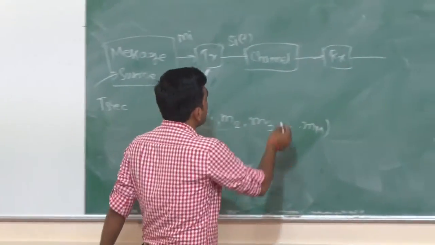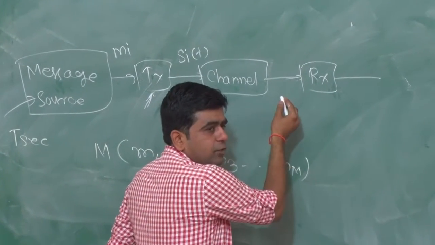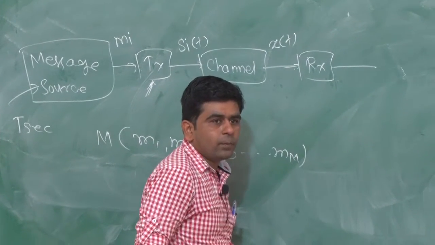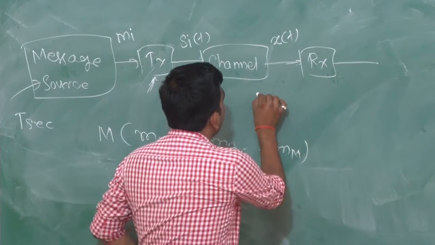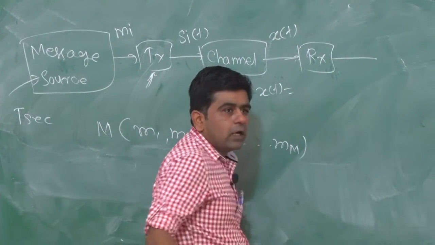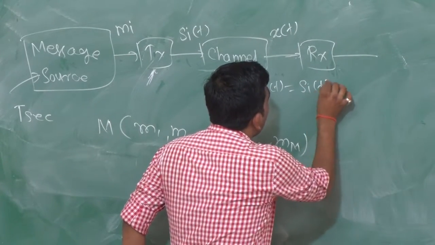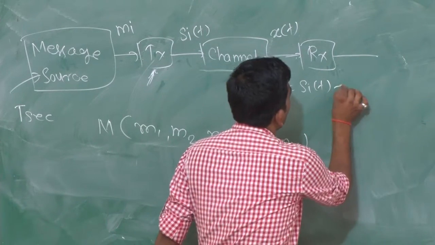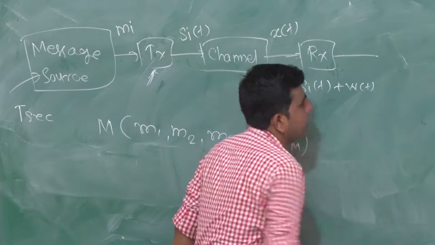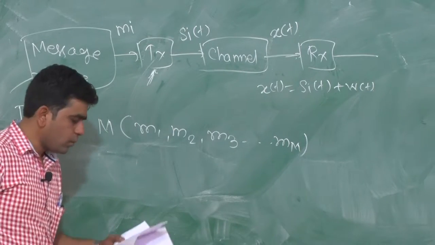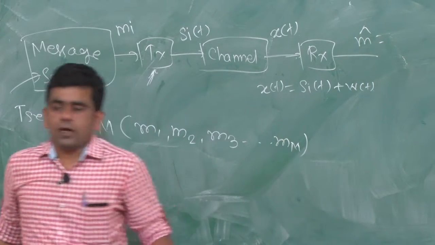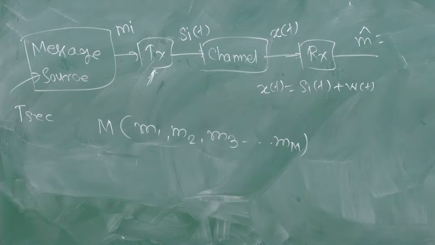So here, when these symbols are transmitted over this channel, the input to this receiver is x of t, and we can say that x of t is equal to si of t, that is the desired modulated signal, plus w of t, that is your white noise. And at the output, you will get m cap. m cap is nothing but the estimate of mi.